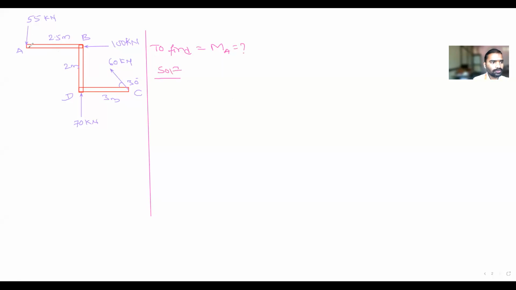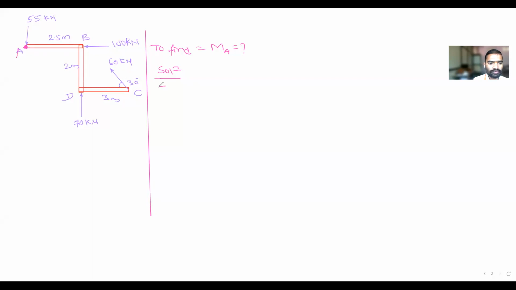Point A. So what will I do? I will fix this point first. Now I will consider the forces one by one. I will start from A, B, C, and D. See, at C there is an inclined force. When there is an inclined force, what did I tell you? Resolve into components, that is the horizontal component and the vertical component. Can you tell me the horizontal component of this one? 60 cos 30. And vertical is 60 sin 30.